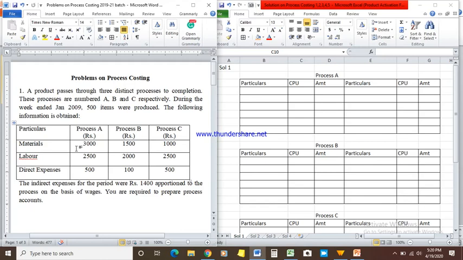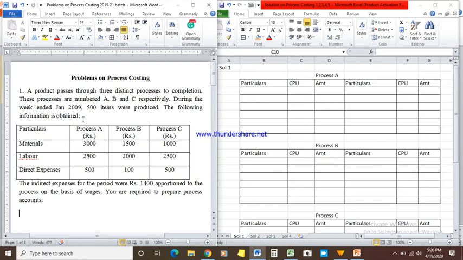In order to understand all these things, first we'll start understanding the basics. So I have selected the first problem, a simple one, for us to understand how the process accounts are maintained. Product passes through three different processes to completion. These processes are numbered A, B and C respectively. During the week ended Jan 2009, 500 items were produced. The following information is obtained.